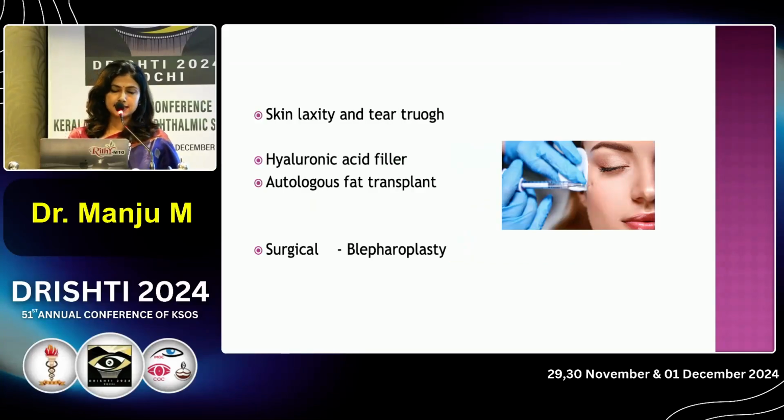When there is skin laxity and tear trough, we have to inject hyaluronic acid fillers or autologous fat transplant. In case of periorbital fat herniation, we have to do blepharoplasty.